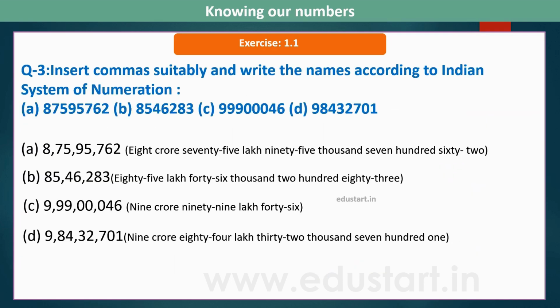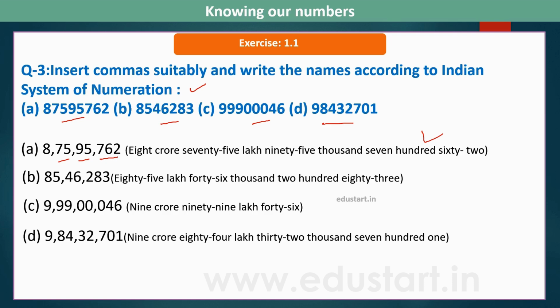Question number 3. Insert commas suitably and write the names according to the Indian system of numeration. So now you can see there are 4 numbers which are given. The first one is 8 crore 75 lakh 95,762, and the commas are placed, if you see, after 3 digits, after 2 digits, after 2 digits.